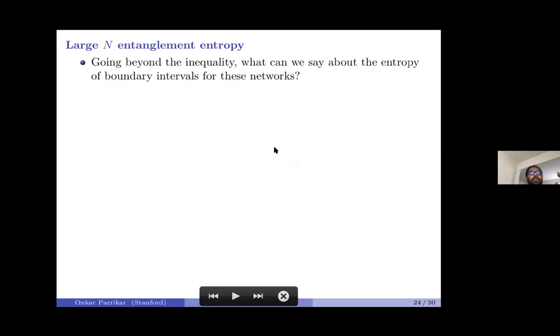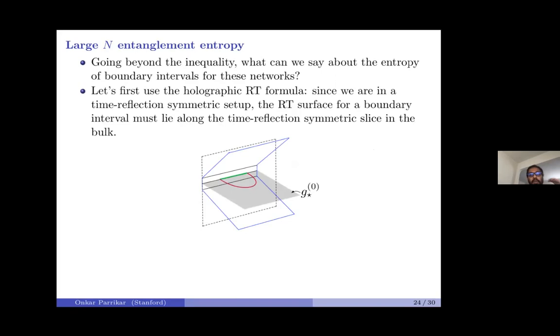What I wanted to tell you about is going beyond this inequality. This was just an upper bound on the entropy, but we can also make some comments about the actual entanglement entropy of boundary intervals for these networks. The simplest way to do that is to just use the holographic RT formula. Since we are in a time reflection symmetric slice setup, as I said, the true Ryu-Takayanagi surface in the bulk is going to lie on the time reflection symmetric slice.